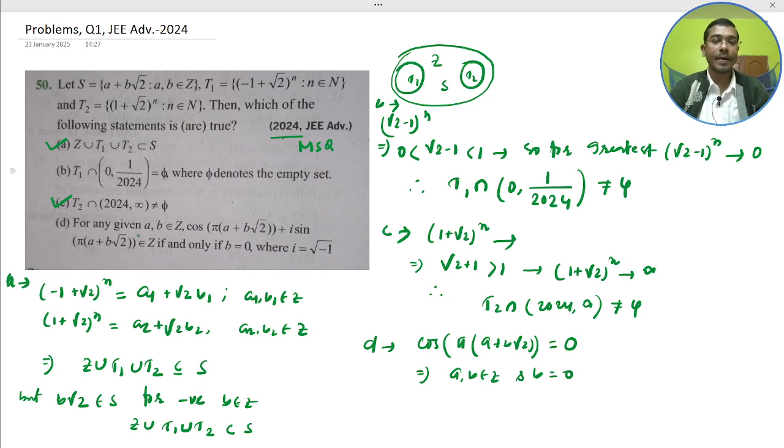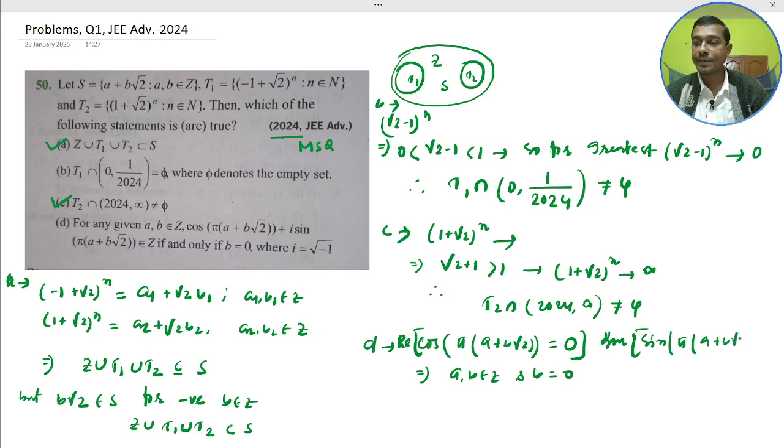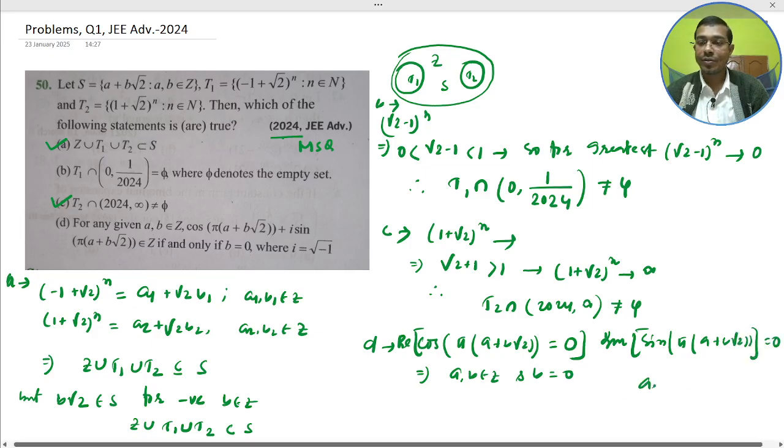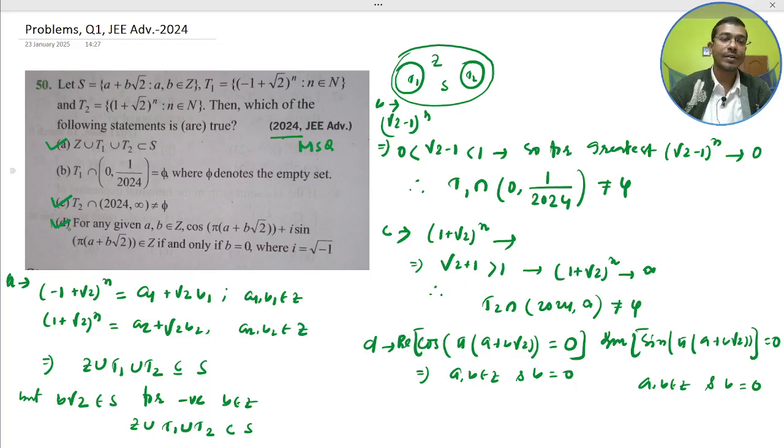And for D, for any given a, b belonging to Z, cos π(a + b√2) + i sin π(a + b√2), if and only if b equals 0. This already holds because here I give you the real part of the cosine, and the imaginary part, the sine of π(a + b√2), is equal to 0. So a, b belong to Z if and only if b equals 0. So D would be a correct answer. So here A, C and D, options A, C, D are correct.